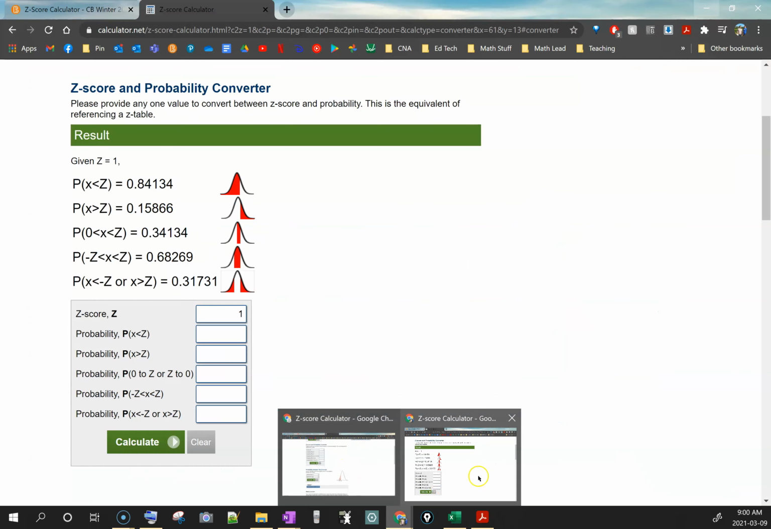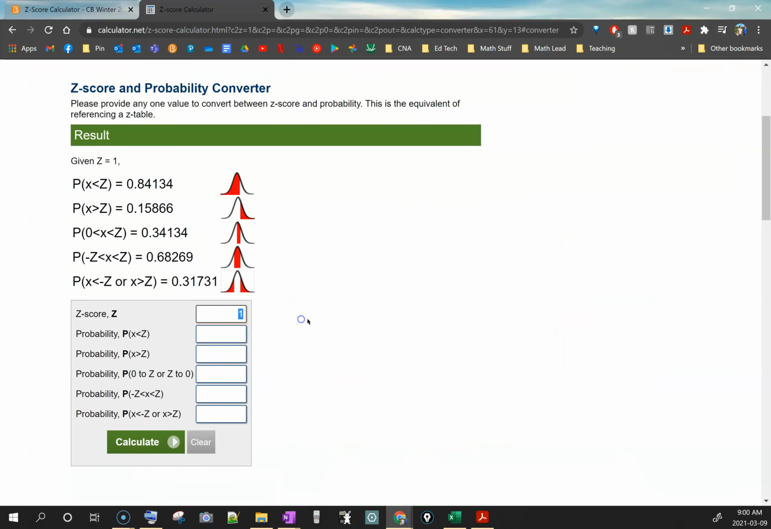Let's see if we were to use the online calculator. If the z-score is 1.27, click calculate. You need to be able to read these, okay? This is the probability that your data value is below the z-score. This means less than, this means greater than. Below the z-score, 0.89796. That is exactly the same as what I was saying in my notes.